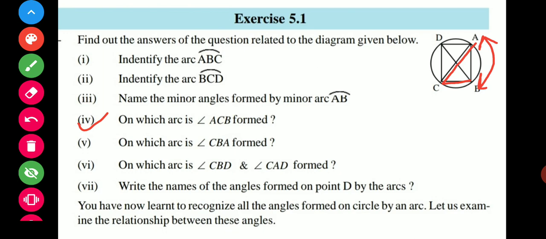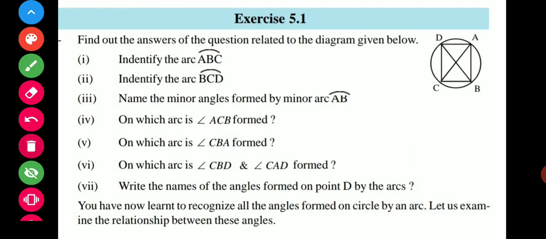On which arc? Question number 5. On which arc angle CBA? Where is CBA? This one is CBA. This angle is CBA. On which arc? The arc is, this angle is on which arc? Arc CBA. So you can do the other parts, this and this. It is for your homework. You can do at home.